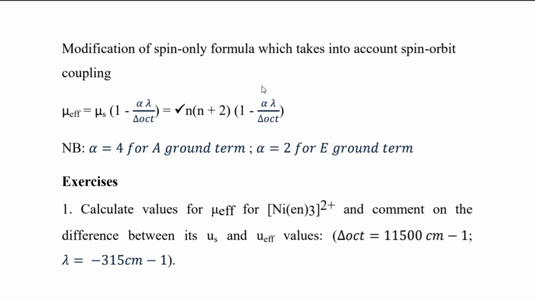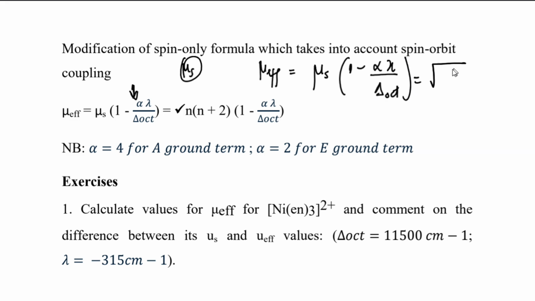So as a result of spin orbit coupling, we have a modification to the spin only formula. Now we have μ effective equals μ spin plus an addition, which is the spin orbit coupling, so this is 1 minus alpha lambda over the octahedral splitting energy. It's the same thing as root n(n+2) times (1 minus alpha lambda over change in octahedral splitting energy).